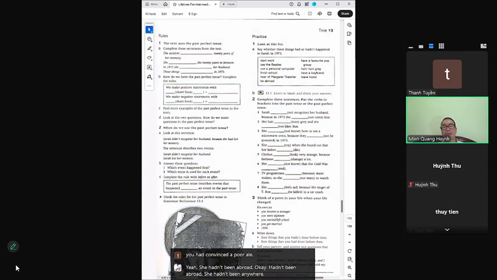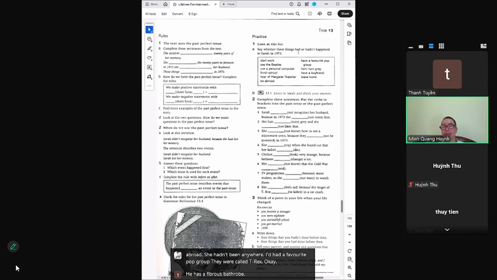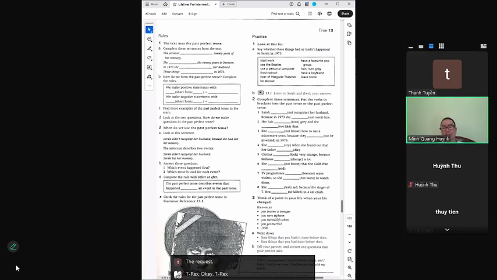I'd had a favourite pop group. They were called T-Rex. Yeah, she had had a favorite pop group in 73. What was the group called? T-Rex. I was so sad to hear that the lead singer had died. I hadn't used a personal computer, of course. They hadn't been invented.